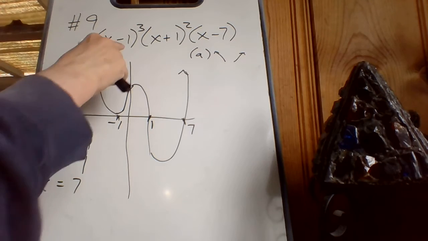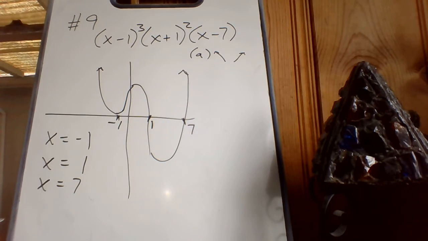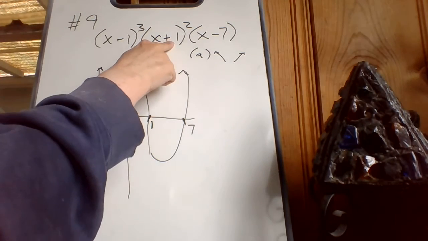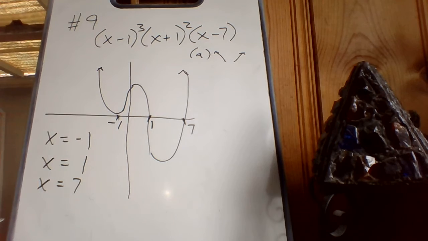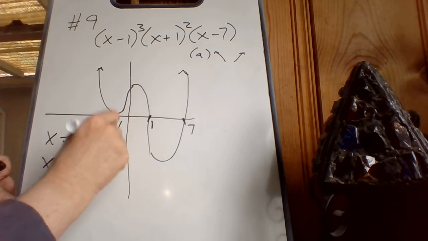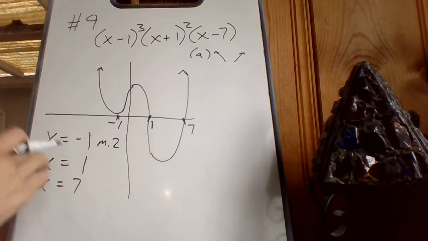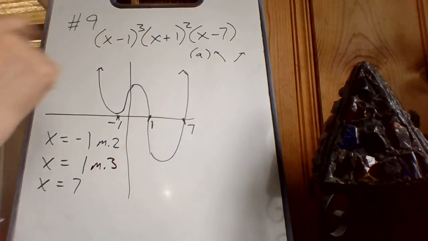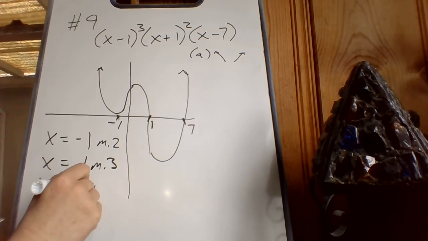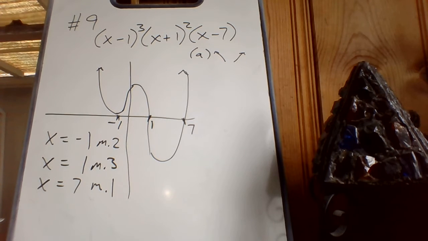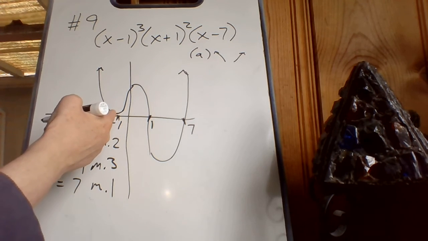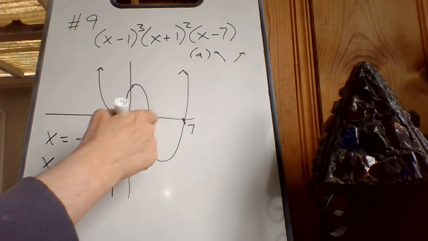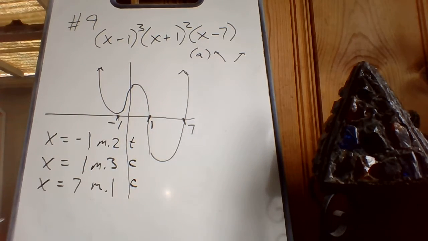It's the numbers that you get when you set each one of these factors equal to 0. And then the multiplicity is the same as whatever power. This x plus 1 matches up with x equals -1. That was multiplicity 2, because that's a 2 right there. X equals 1 matches up with that. That's multiplicity 3, because that's a 3. And then this doesn't have a power, that's multiplicity 1. State the multiplicity, and then say whether it crosses or touches. Well, I can just look at the picture. This one touches, and this one crosses.